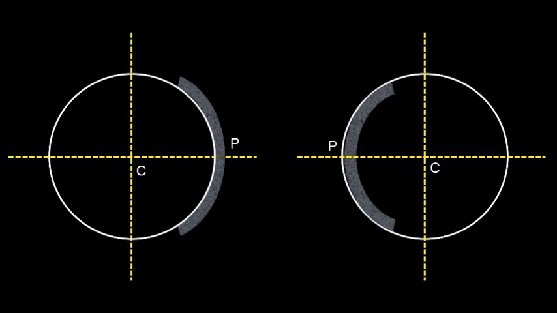The center of the sphere, which the mirror is part of, is called the center of curvature, denoted by C. The geometrical center of the mirror is called its pole, denoted by P. The line joining C and P is called the principal axis.